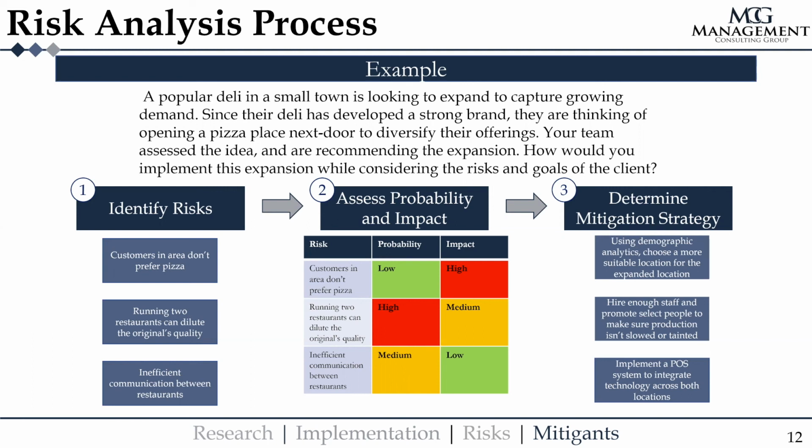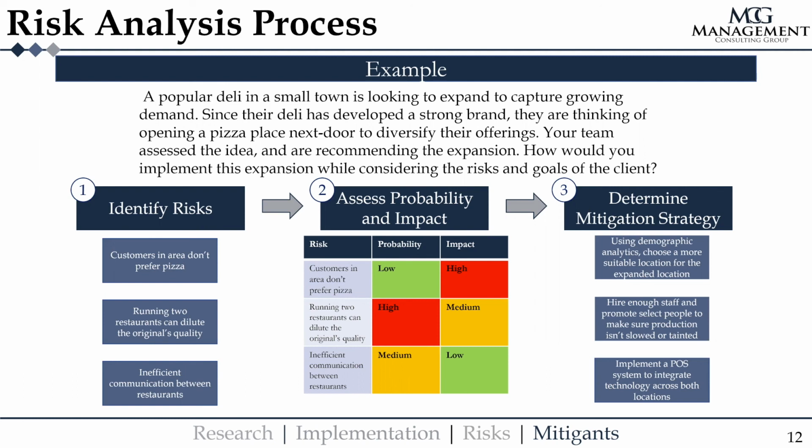On to the next risk: running two restaurants can dilute the original's quality. There's a high chance of this happening. Obviously, when you open another restaurant, you're going to need more employees, and you're not going to be able to focus on that singular restaurant as much anymore. If this happened, it wouldn't be the end of the business, but it would still be pretty big, which is why it's medium. So in the risk matrix, this would probably be in the upper yellow area.